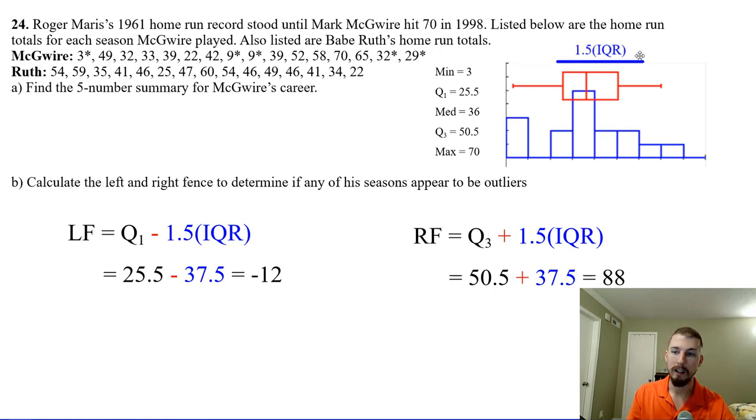Then we add it to our third quartile. Okay, so third quartile, that's what's going on here, which will give us 88. And his largest, or the maximum, was 70, which is within the fence. So the minimum is within the left fence of negative 12, and the maximum is within the right fence of 88. So there are no outliers for this data. And if we look at the modified box plot, you'll notice there's no outliers shown with any asterisks or any other dots. Alright, so make sure you know how to calculate left and right fence for the quiz.